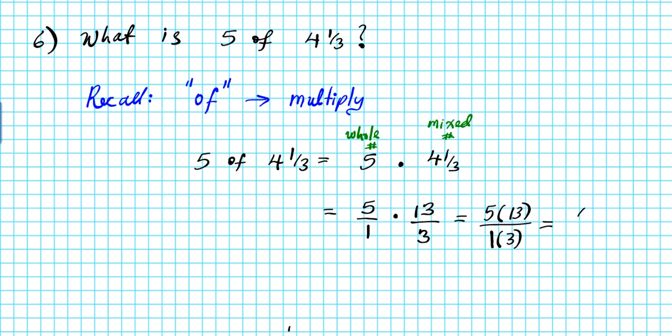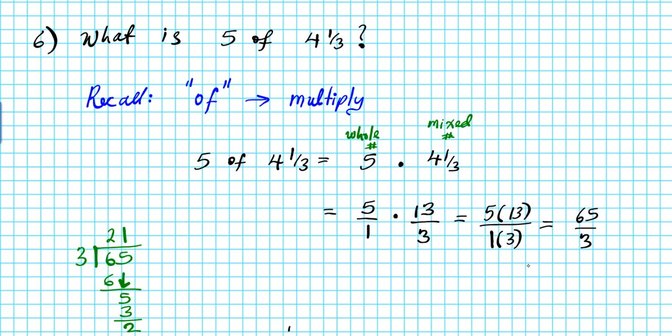5 times 13 is 65 divided by 3. That can be written as a mixed number. So what is 65 divided by 3? 3 goes into 6 twice. 2 times 3 is 6. Subtract, 0, bring down the 5. 3 goes into 5 once. 1 times 3 is 3, subtract, 2.